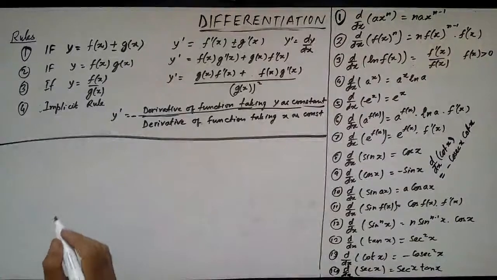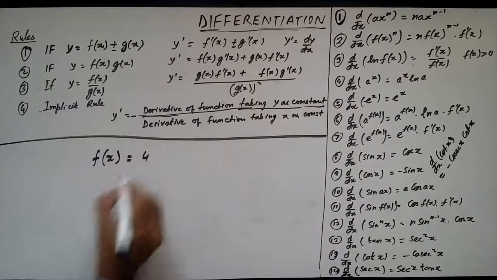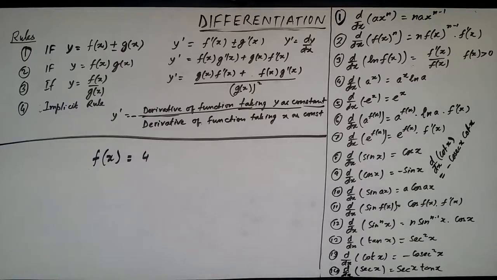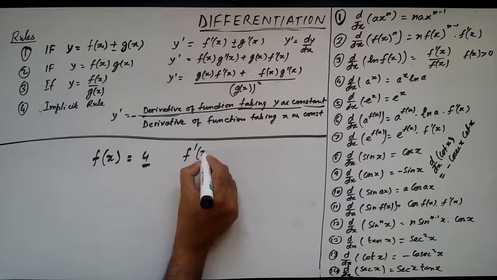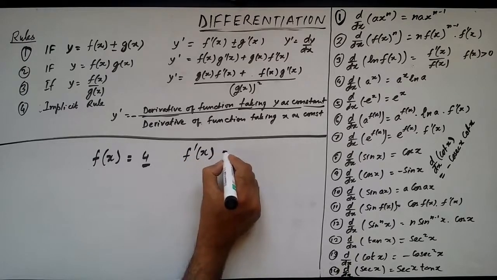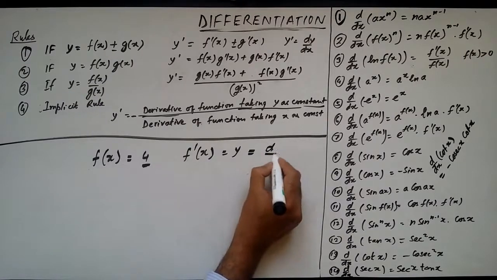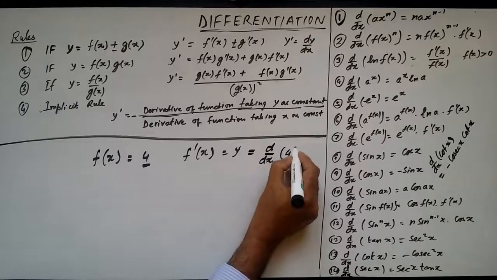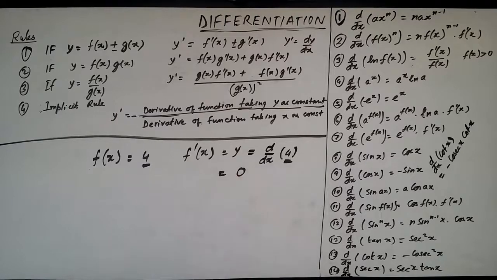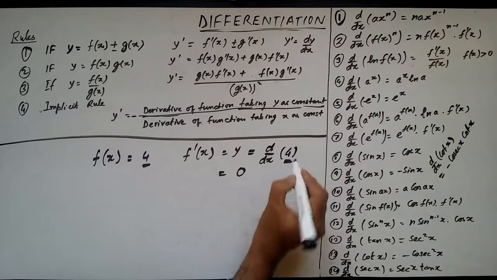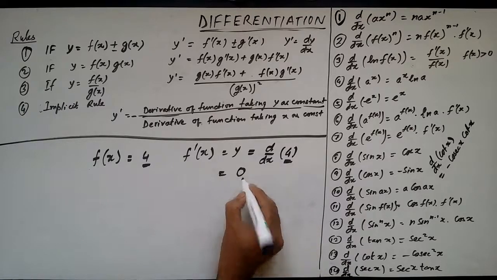Let's find out the derivatives of the following functions. So if we have a function f(x) is equal to 4, what is the derivative of this function? We know that the derivative of this function is written as f'(x). It's also written as y', where y is equal to 4, and so we can also write it like this, that is d/dx of 4, and d/dx of a constant is 0. Since 4 is a constant, d/dx, or the derivative of 4 with respect to x, is 0.